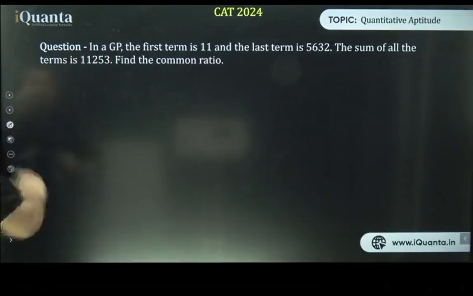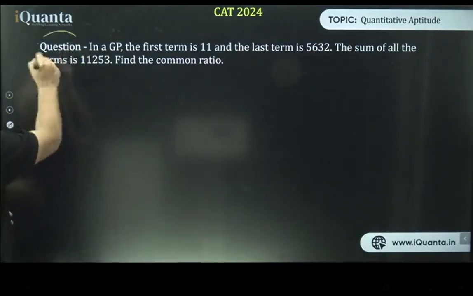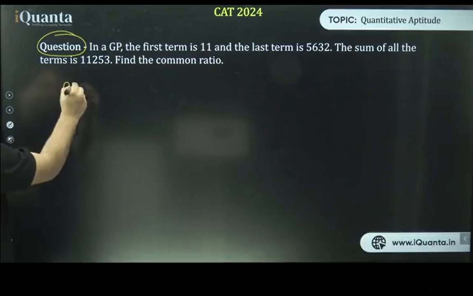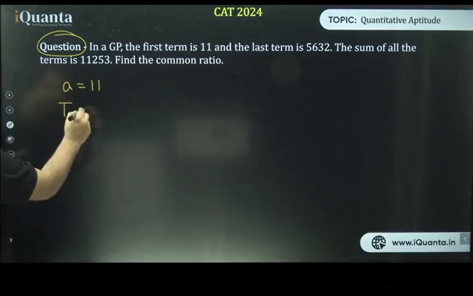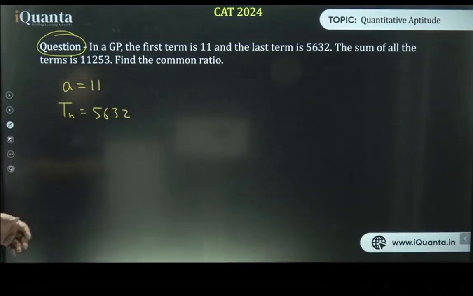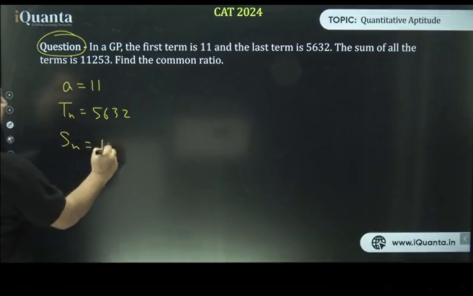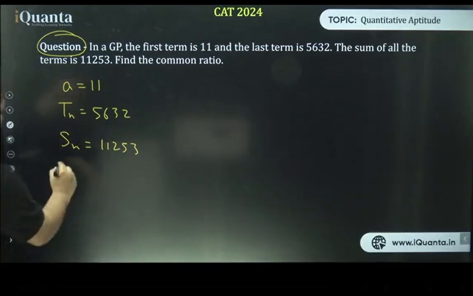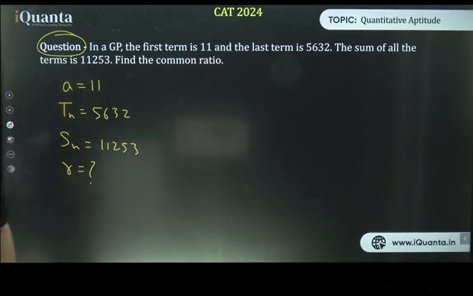हाँ, बिल्कुल सही. नेक्स्ट क्वेश्चन. In a GP the first term is 11 and the last term is 5632. Last term, let that be Tn, is 5632. The sum of all the terms is Sn is equal to 11253. Find the common ratio. You need to find the ratio. You have all the data over here.